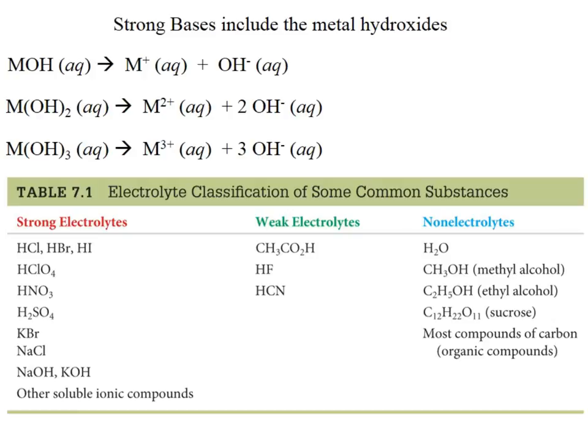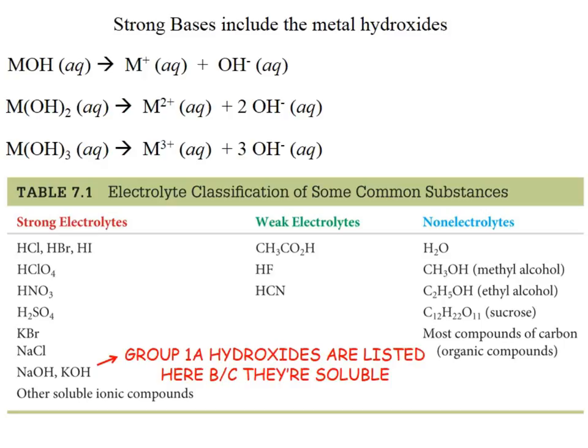So again, here is our table of electrolyte classification from chapter 7. You'll notice at the bottom is sodium hydroxide and potassium hydroxide, and at the very bottom, it lists other soluble ionic compounds. The solubility is the reason it doesn't list more hydroxides there. It only lists the group 1A hydroxides because they're the ones that are soluble. Remember in Chem 101, you learned solubility rules that stated that the alkali metals form soluble salts. The problem with hydroxides is that something like calcium hydroxide, barium hydroxide, or magnesium hydroxide tends to have limited solubility in water, which is why they're not listed here as strong electrolytes.